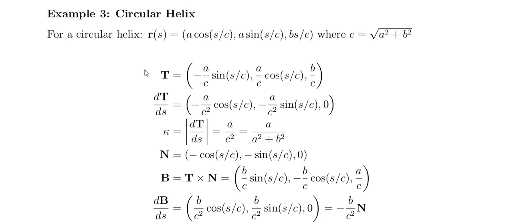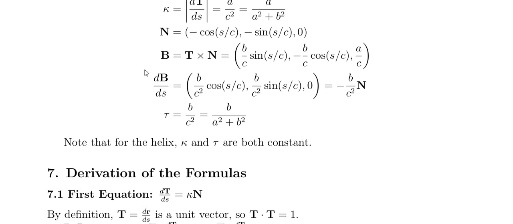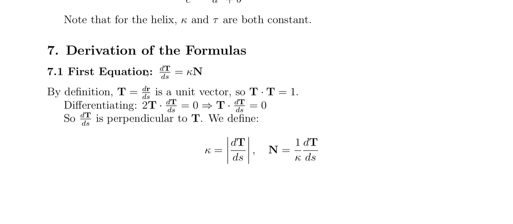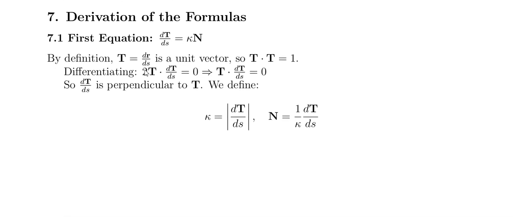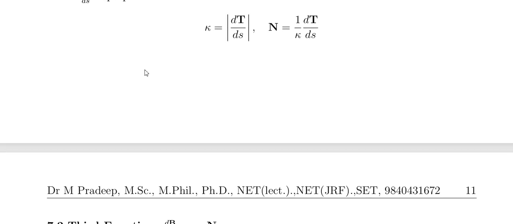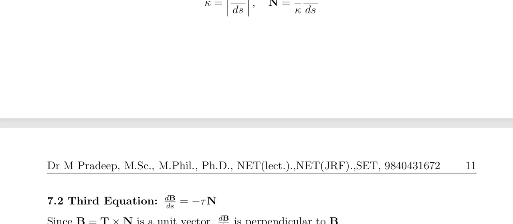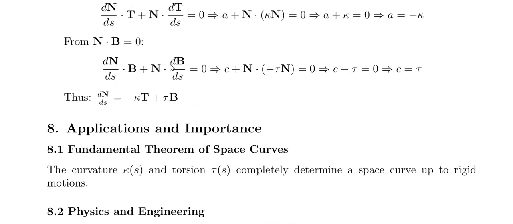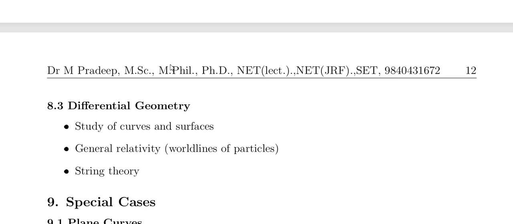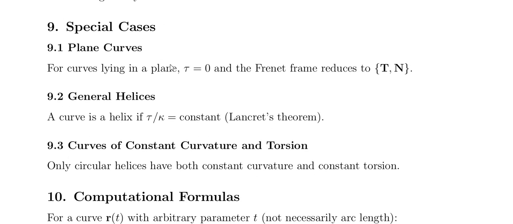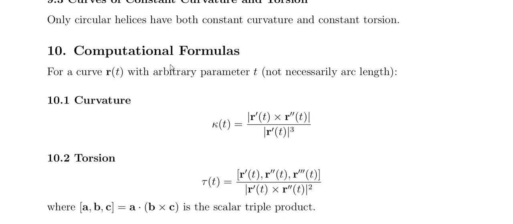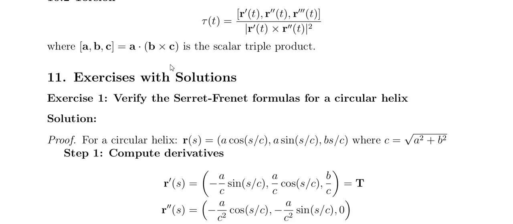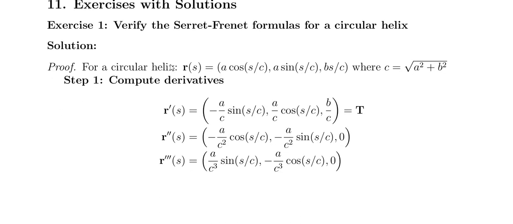Circular helix நாம் already discuss பண்ணதுதான். c equal to root of a square plus b square, and the derivation of the formula, that is dT by ds equal to kappa N. And this is the Serret Frenet formula for the circular helix. Okay, இது நாம் already போட்டிருக்கோம்.